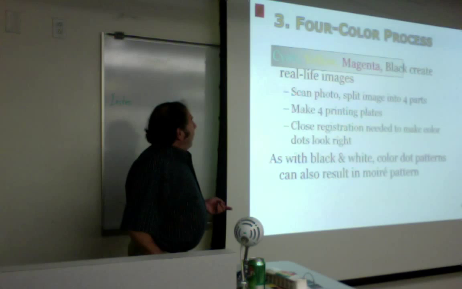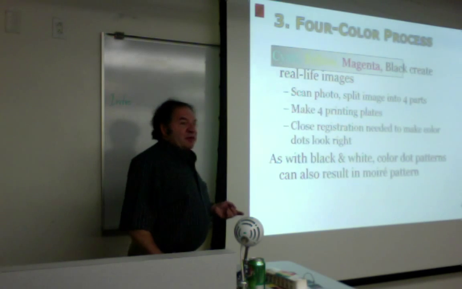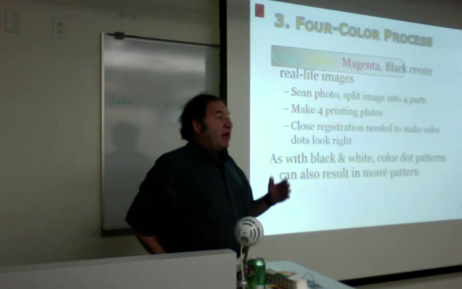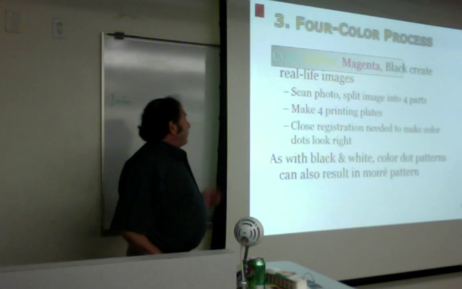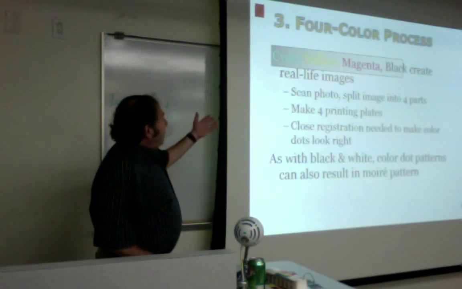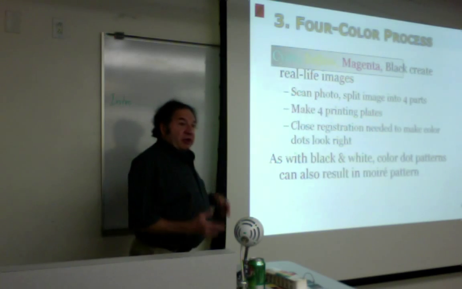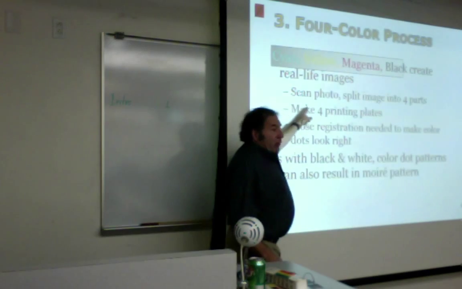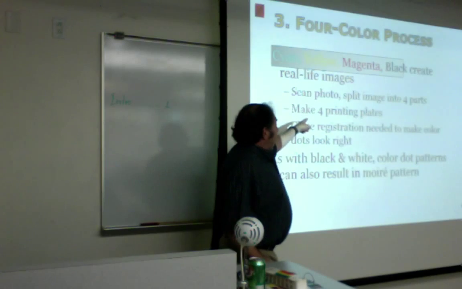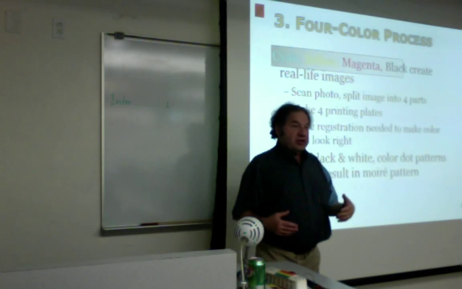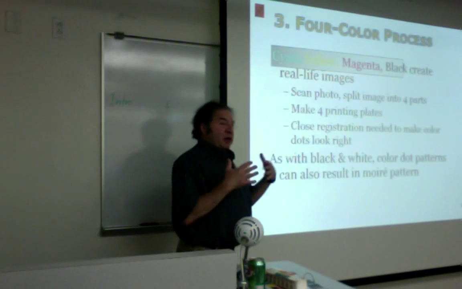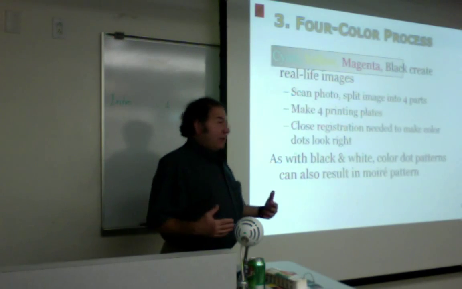All right. Magenta comes from a city in Italy where they invented this beautiful pinkish red dye. That's where it comes from. All right. A lot of different ways of doing this. When I started in the printing world, you would take a photograph and you would scan it, and then we had a big machine that would split it into 4 images. And the 4 images would be combined to make the 4 printing plates.